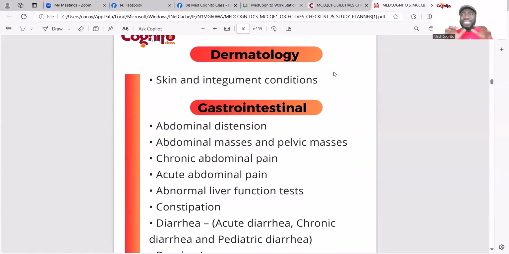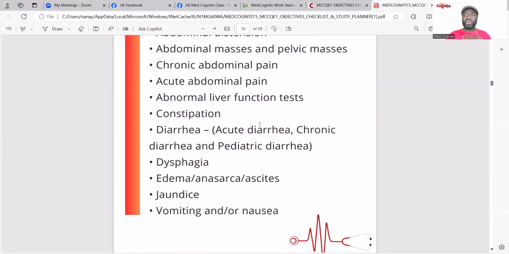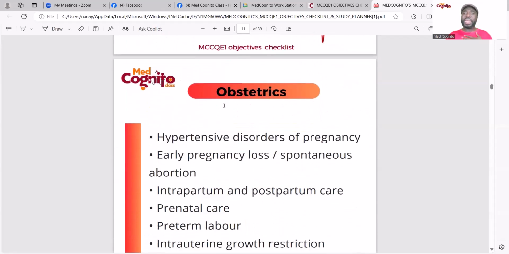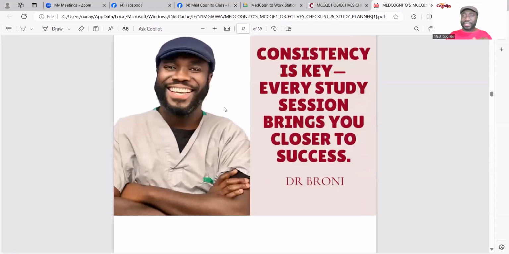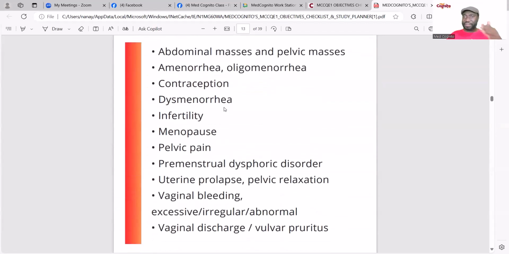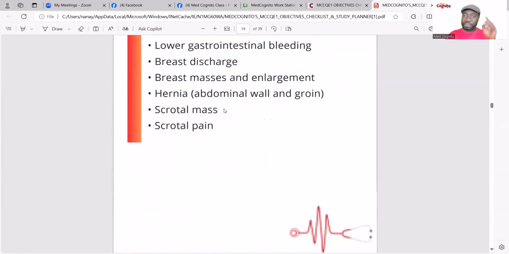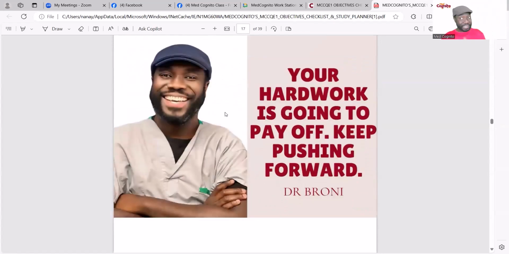In dermatology, they basically list this as skin and integument conditions. Okay, that's how they list it. And then you go to gastroenterology, and then you go on to obstetrics. So that's how it is. Then you come to other motivation, and then you jump into gynecology. But I want to just jump. So these are the objectives.